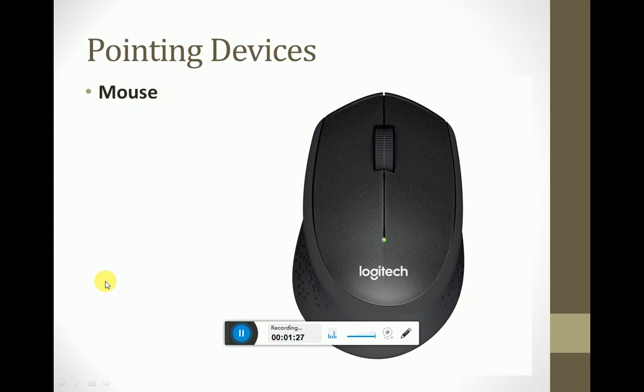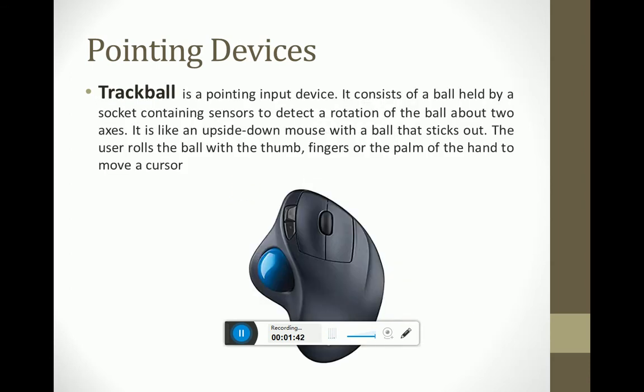Another important thing about the mouse is that it is a movable device. The mouse is placed on a flat horizontal surface to control the position of the pointer, and we can easily move it on the flat surface. This is a mouse.